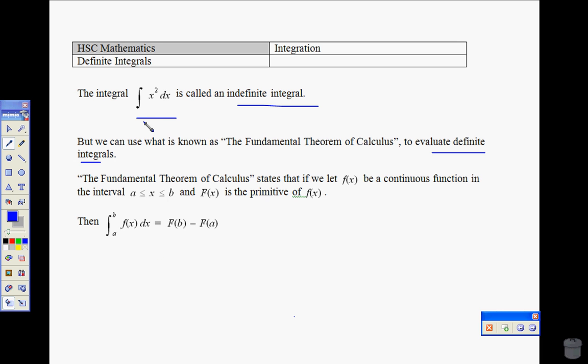Now, basically, definite integrals is where we put numbers on our integration symbol, and what it basically states formally is if the function of x is a continuous function in the interval between a and b. So basically, it's a function that keeps going between a and b. It doesn't stop. It doesn't break. It's all good there. So f(x) is the primitive. So is the integration of the function of x. So capital F(x) is the primitive there.